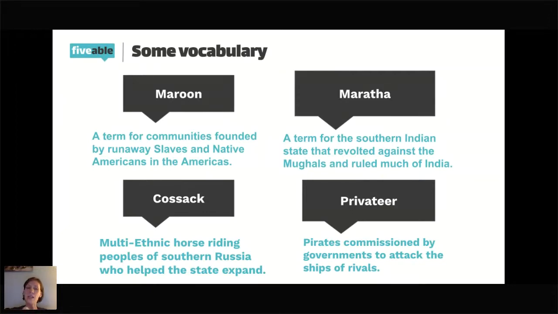So in the top left, you can see our first vocab term is maroon, which is, in world history terms, not a color. Instead, a maroon is a term for communities of people founded by runaway enslaved peoples and by Native Americans in the Americas. And so as enslaved peoples would escape from slavery and leave the places where they had been enslaved, they would go and create new communities in the Americas.